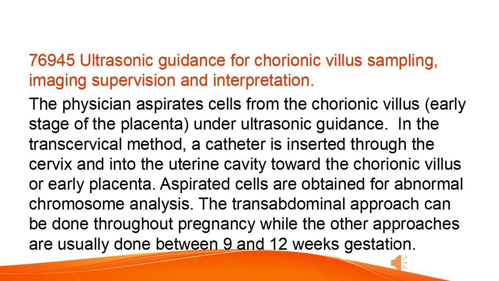Ultrasonic guidance for chorionic villi sampling, imaging supervision, and interpretation. The physician aspirates cells from the chorionic villus, early stage of the placenta, under ultrasonic guidance. In the transcervical method, a catheter is inserted through the cervix and into the uterine cavity toward the chorionic villus or early placenta. Aspirated cells are obtained for abnormal chromosome analysis. The transabdominal approach can be done throughout pregnancy, while the other approaches are usually done between 9 and 12 weeks gestation.